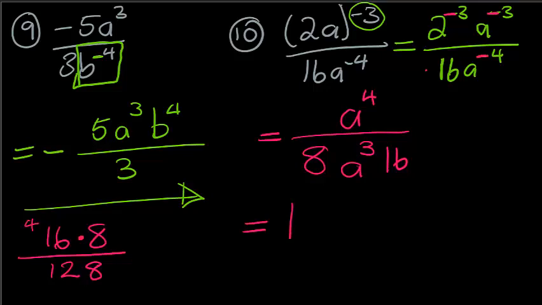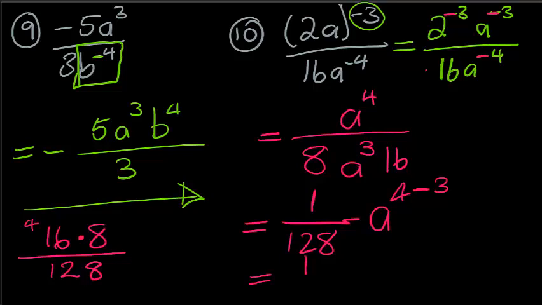I have a fraction line, remember, and underneath on my denominator I have 128. Then what do I do with my a's? I've got a4 as a numerator minus, because I'm dividing, 3. So it's 1 over 128, a4 minus 3, which equals 1 over 128 a to the power of 1. And that is my final answer.